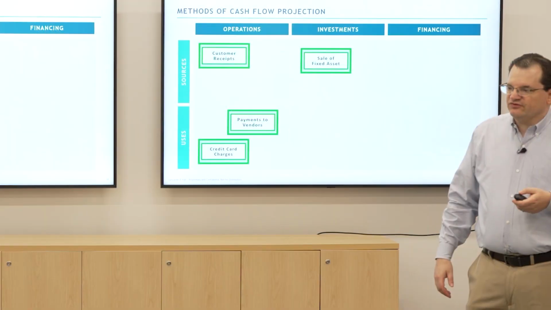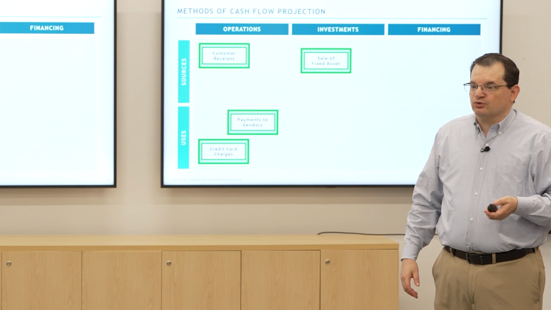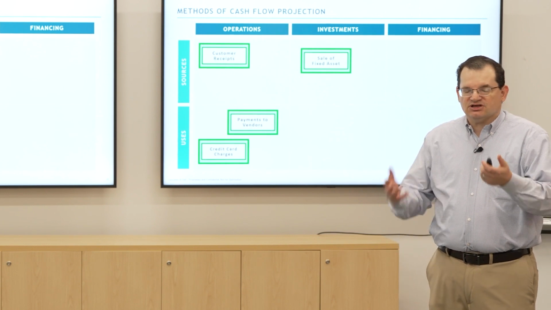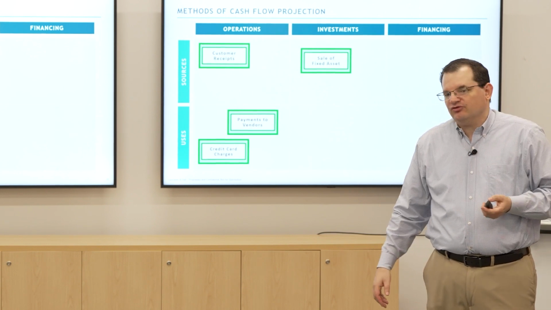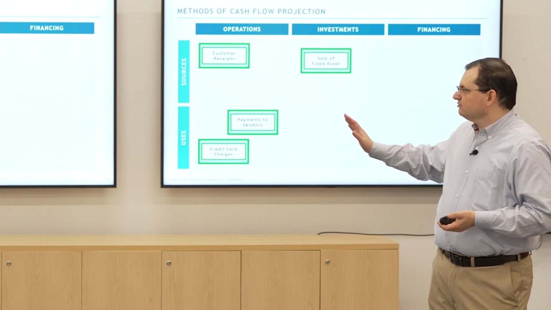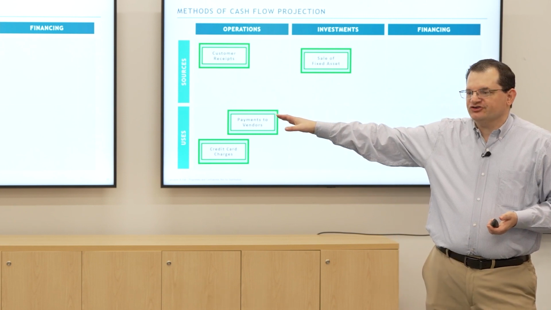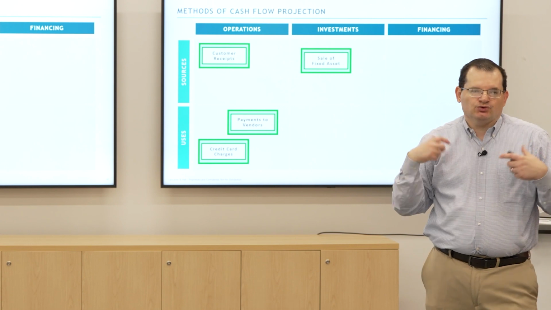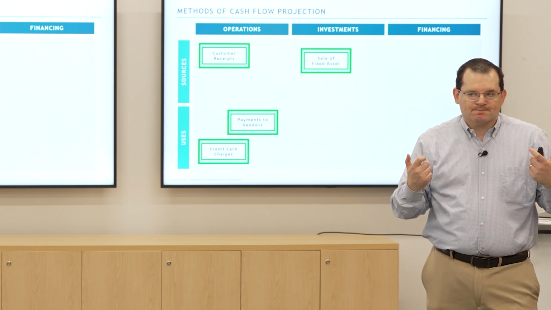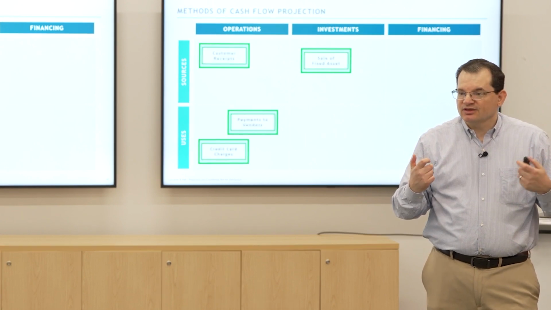So if you have a piece of equipment or a vehicle or a building, and you decide to sell it, that actually generates cash flow for your business. It's not related to the operations because it's not your day-to-day. An emergency parachute? Yeah, that sounds like a last resort.